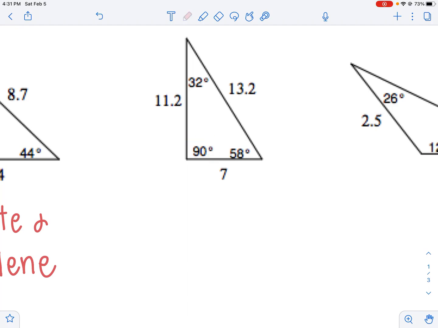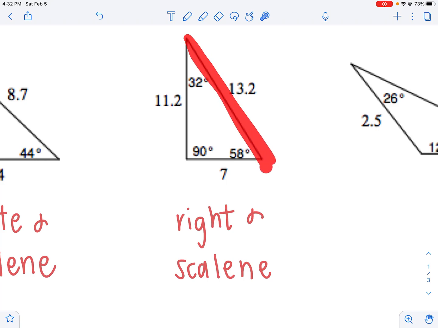If you see this, automatically it's going to be a right triangle. And if we look at the outside, nothing is the same, so I'm going to say right and scalene. Now, if you remember, a hypotenuse is always the longest side in a right triangle. That's because it's across from 90, which is the biggest angle.